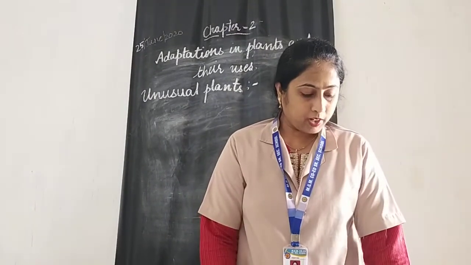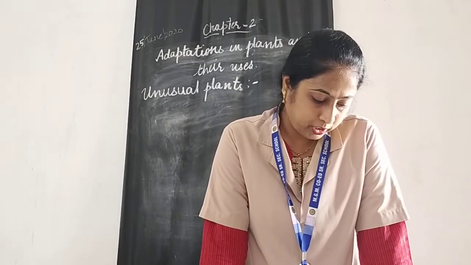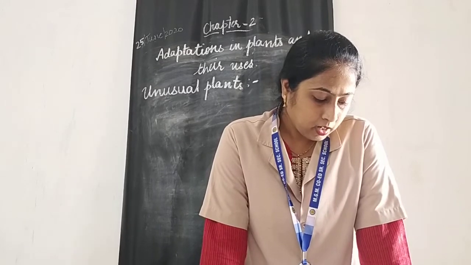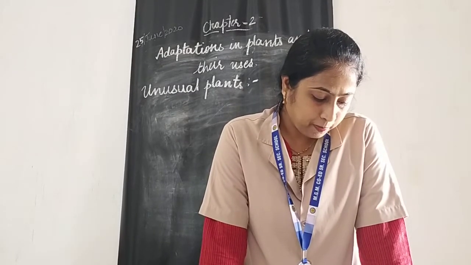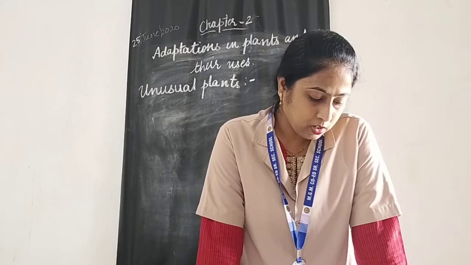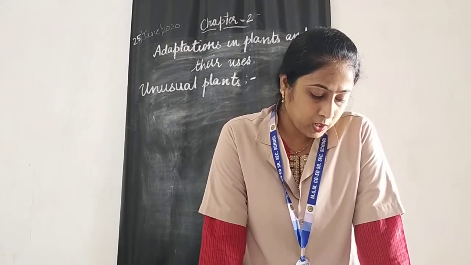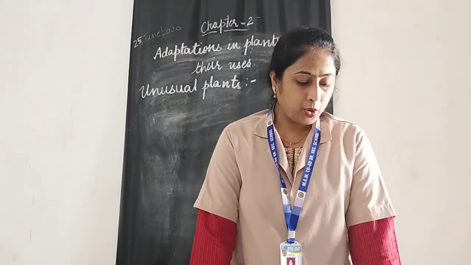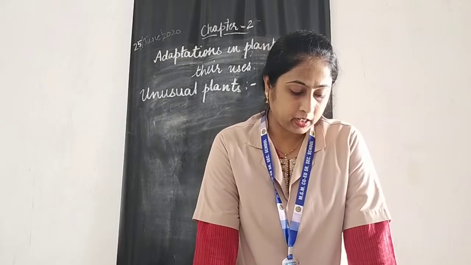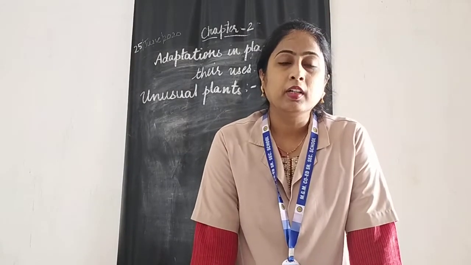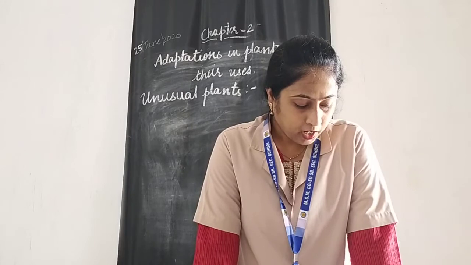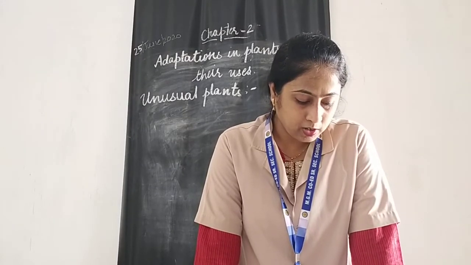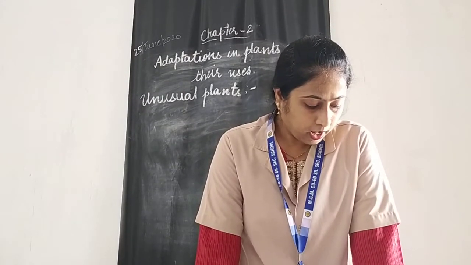Open page number 12 in your book. Activity 1. Observe a mango tree and a cactus plant. Compare their leaves and stem. Make a list of features and match them with their respective habitat. So no need to write this, we will just discuss. Here it is given that you have to observe a mango tree and a cactus plant, then compare the leaves and stem, then list the features according to their habitat.